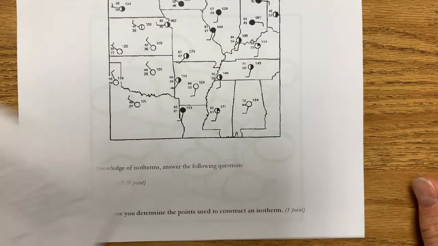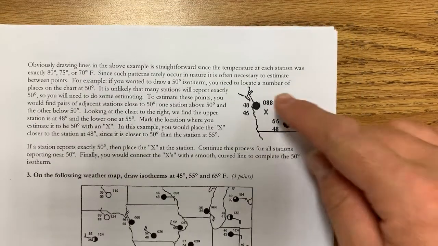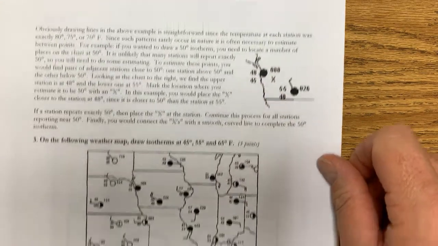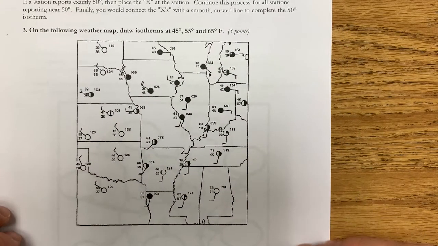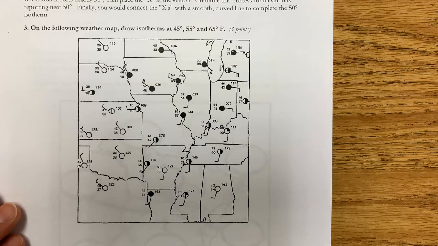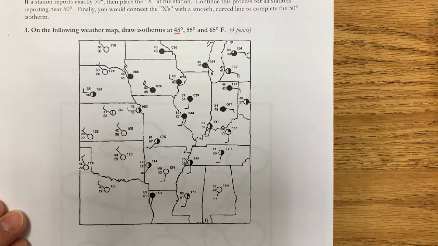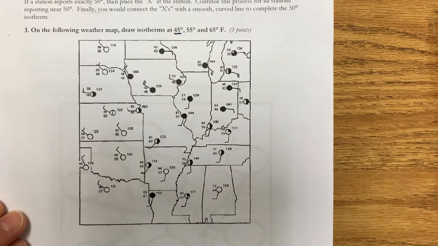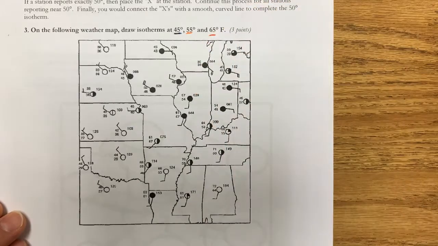We're going to go on and draw some isolines on an actual weather map. Now the description up here goes through and talks about what I just talked about, how to put an X in between to estimate where temperatures are. And I'm asking you in this particular activity to draw in 45 degree, 55 degree, and 65 degree isotherms. So let's do that. I'll put the 45 degree in blue because it's cold, the orange for 55 degrees, and the 65 degree red for warmer.